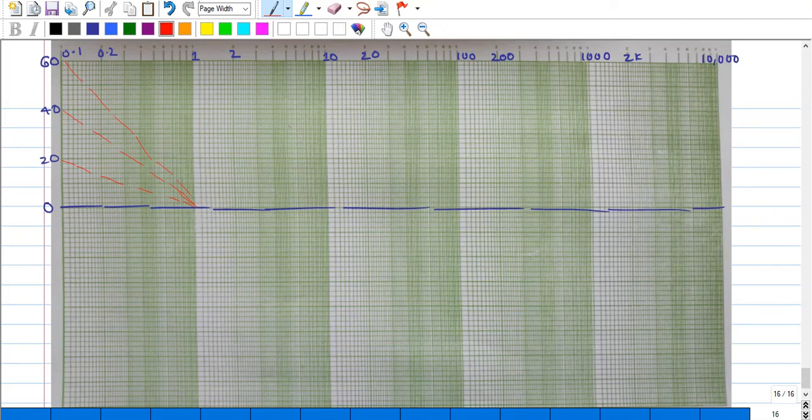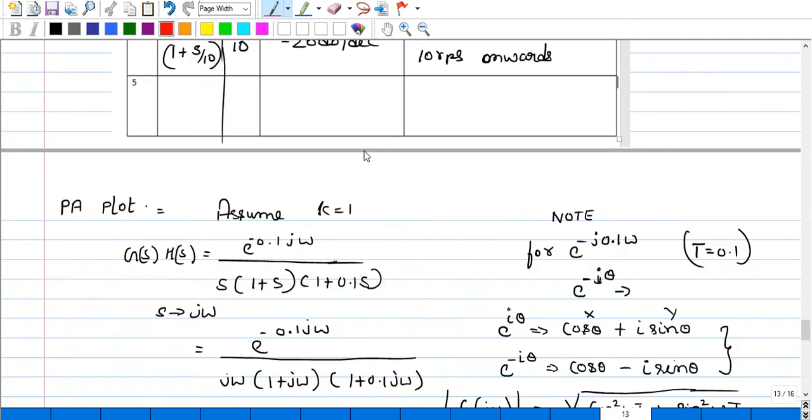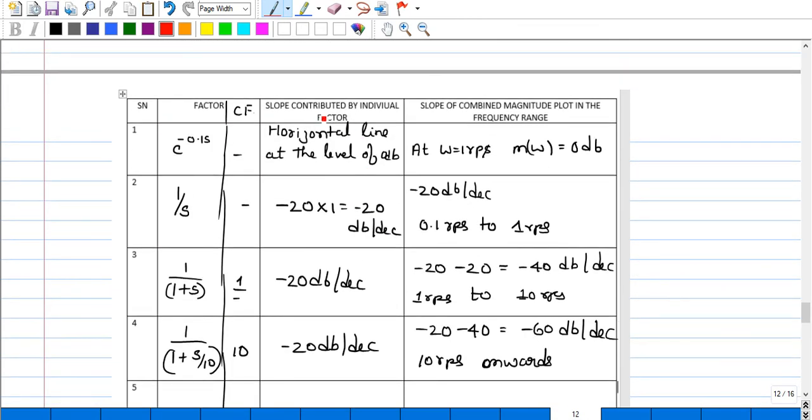Now the first point, if I check the plot, here we need to draw. So this particular first line is over. Okay, this part is done. We have drawn a 0 dB line at 1 RPS. Next is minus 20 dB per decade, starting from 0.1 RPS to 1 RPS.